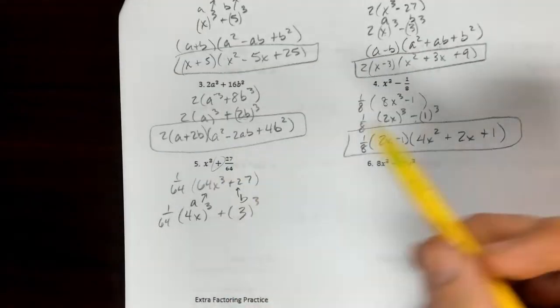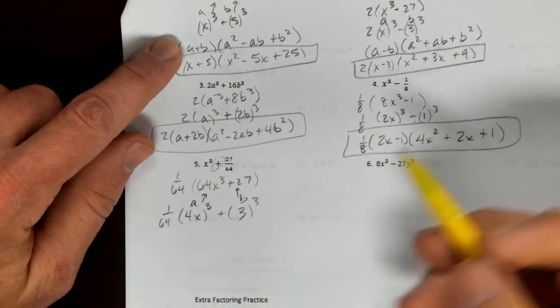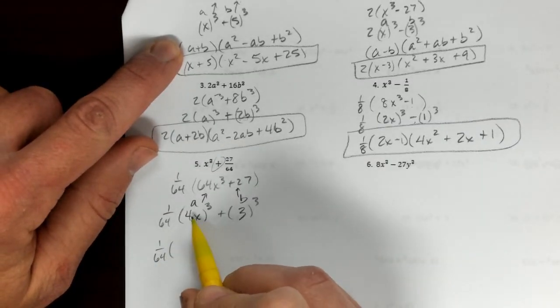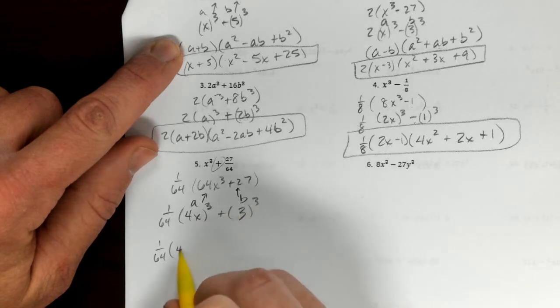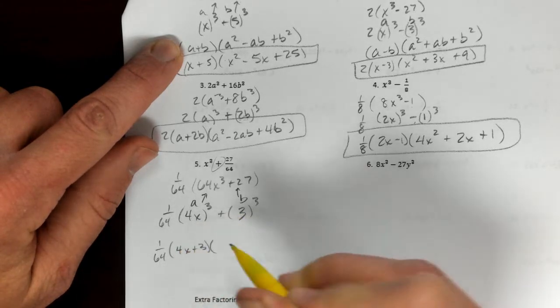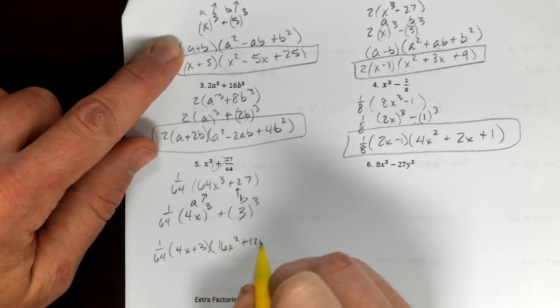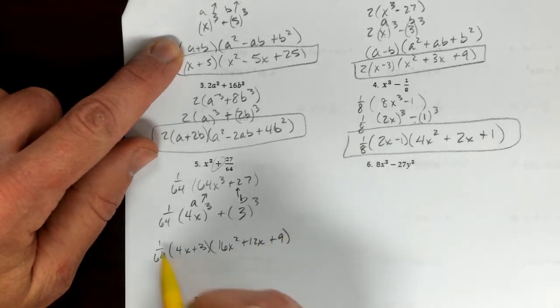This is the sum. So we're looking at this formula right here. So we've got 1 over 64 on the outside. On the inside, we've got a plus b, so 4x plus 3. Second parentheses, we have 4x squared, so that's 16x squared, plus 12x plus 9.